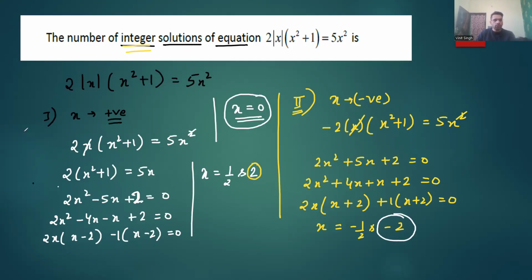So the number of solutions of this equation is 3. Three integer solutions are there, because we will not take 1 by 2 and minus 1 by 2, as we have to take only the integer solutions, not all solutions. All solutions are 5, but the integer solutions are 3. So I hope you understand the question. Now the next one.